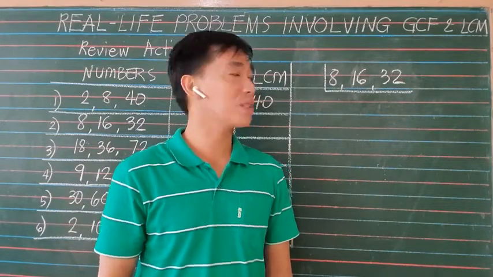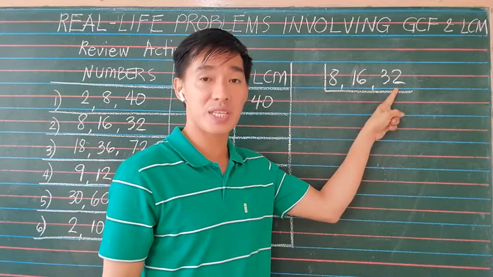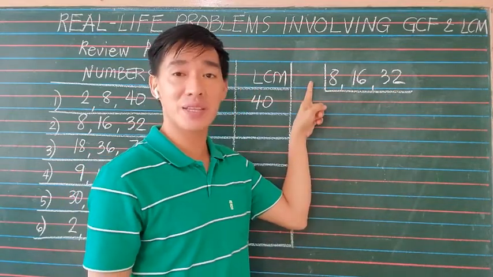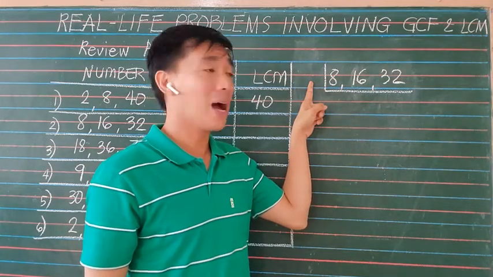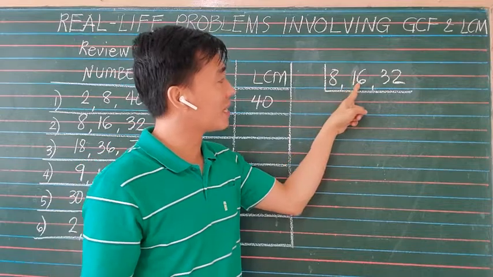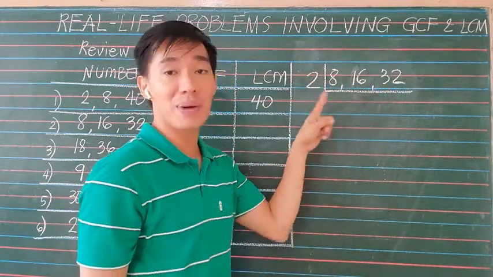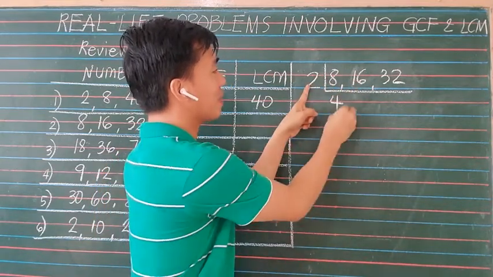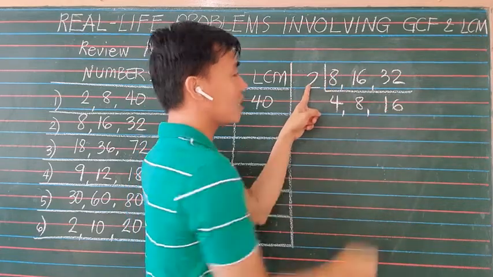In our number 2 here, you are asked to get the GCF of 8, 16, and 32. It is advised that the number we use for continuous division should be a prime number. Example, 8, 16, and 32, they are divisible by 2. So, 8 divided by 2 is 4. 16 divided by 2 is 8. Then 32 divided by 2 is equal to 16.